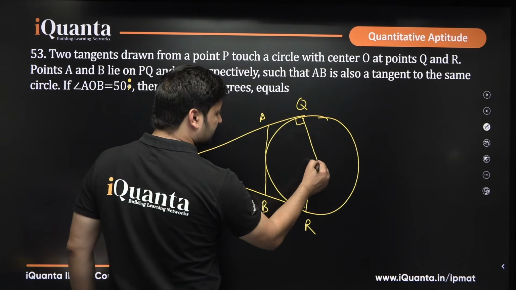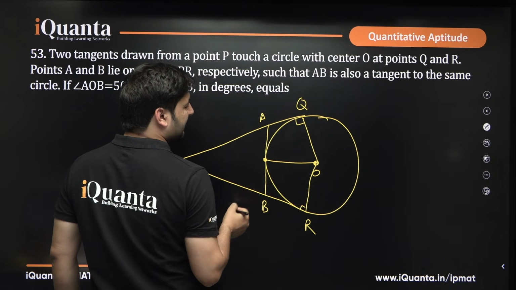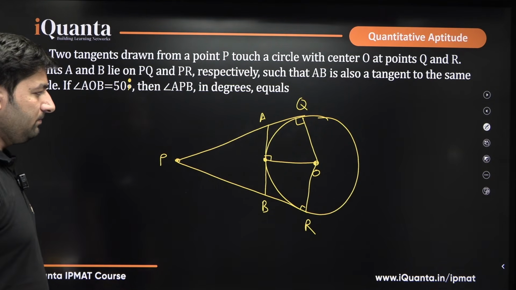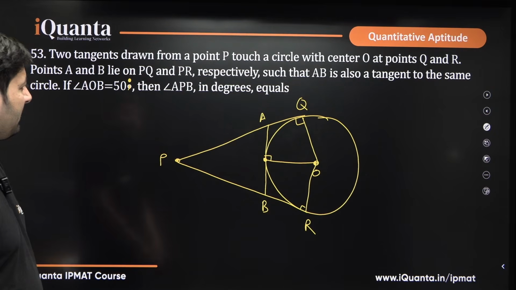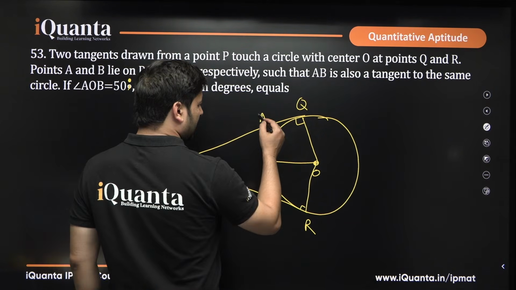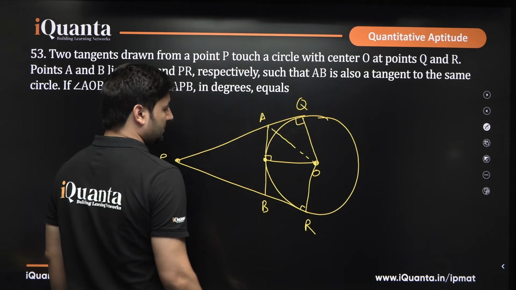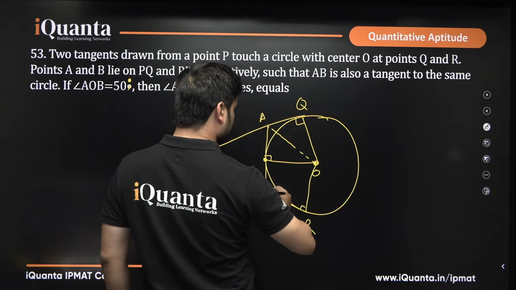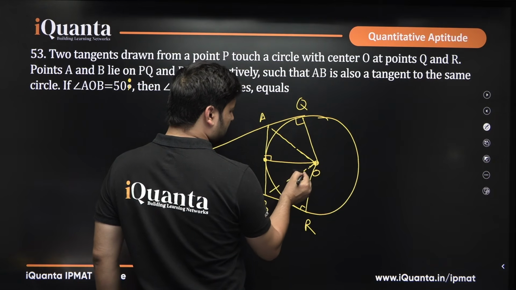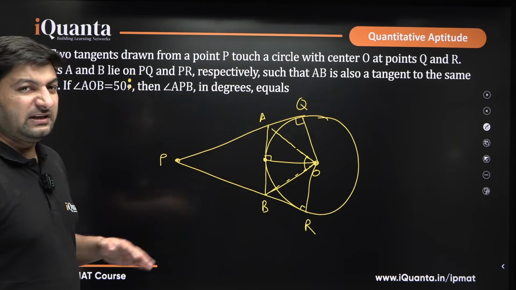Now again, this is the center, this is the tangent point of contact. This will be 90 degrees again, isn't it? So this will be 90 degrees as well. What do you see here now? Angle AOB is given as 50. Now see, everything is symmetrical over here.